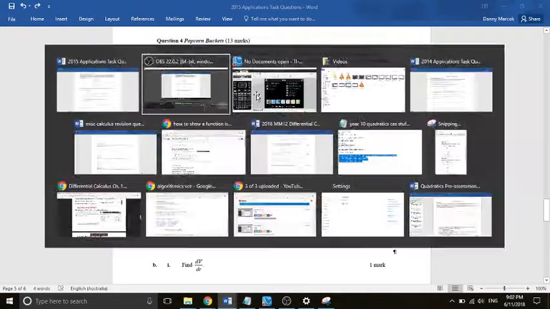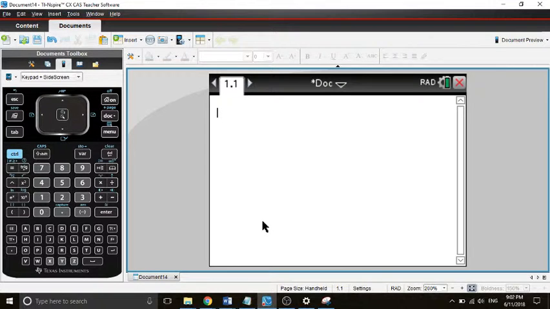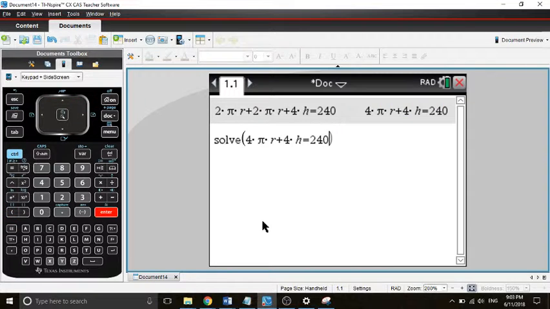So we've got one circle. We'll go to CAS, so calculator. One circle is 2 pi times r, plus 2 pi times r, because we've got two circles, plus 4 times h equals 240. That's what we're saying there. Then it wants us to solve for h. So we'll solve this above thing for h, and that's what it equals.